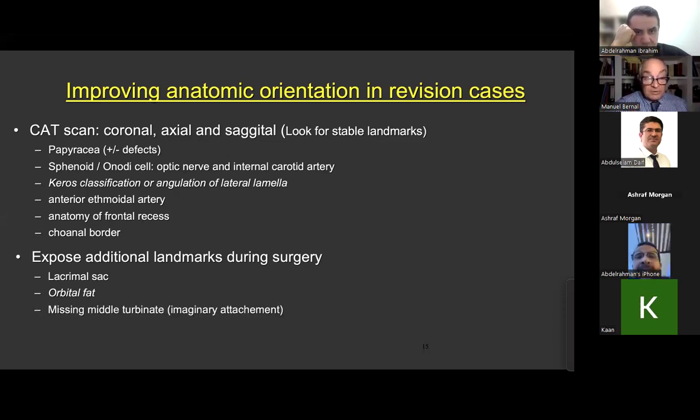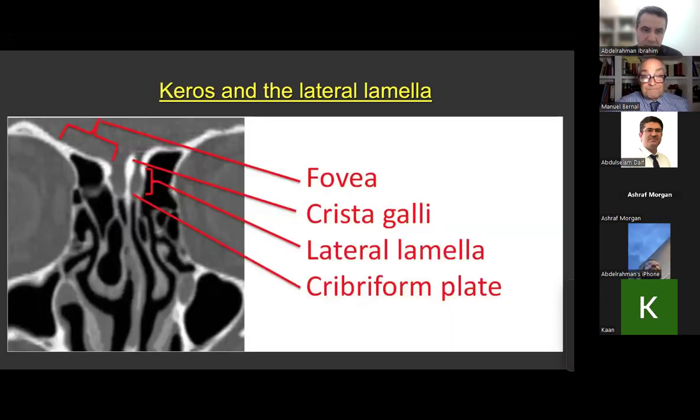Okay, that is important to understand. And even if the middle turbinate is missing, you can draw an imaginary picture of where that middle turbinate has been in order to give you an orientation of where to stay. I use that frequently when that has been the case. And eventually, you may use, of course, the navigational system. I was mentioning the lateral lamella.